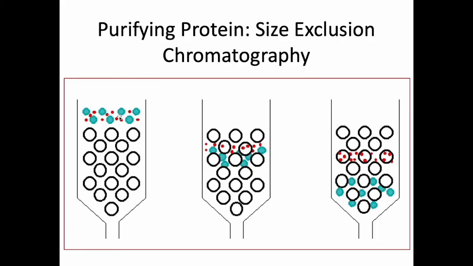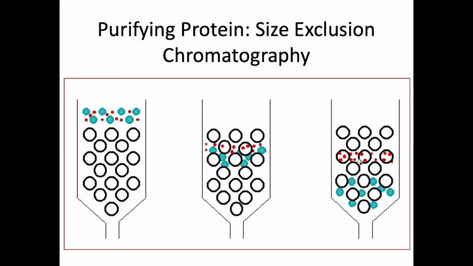So the proteins start at the top, they drip through, and the big ones are going to flow through quickly, whereas the small ones are going to move slowly. Wait a second. That sounds backwards, right? Usually big things are slow and small things are fast. Why are the big ones moving through fast and the small ones moving through slowly?